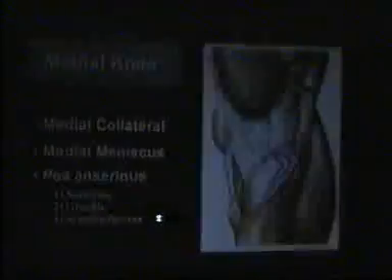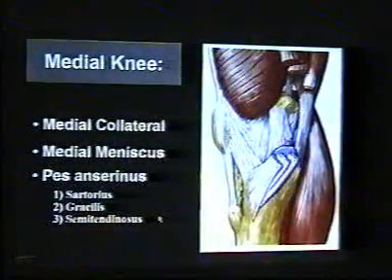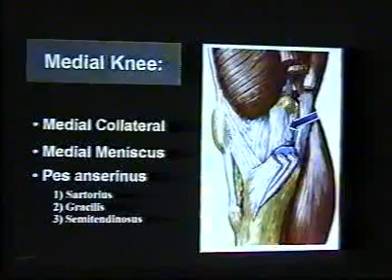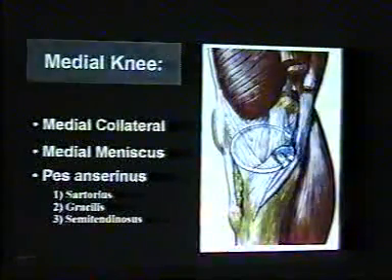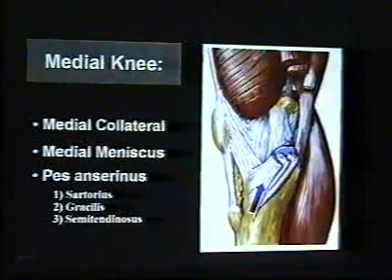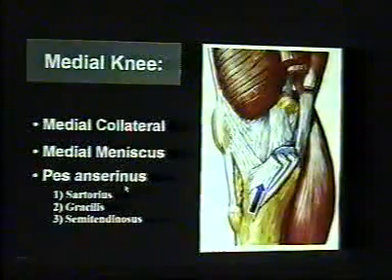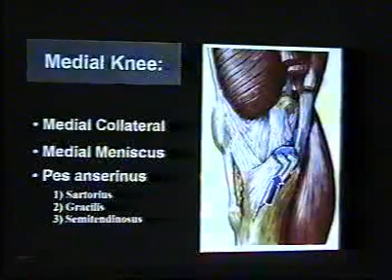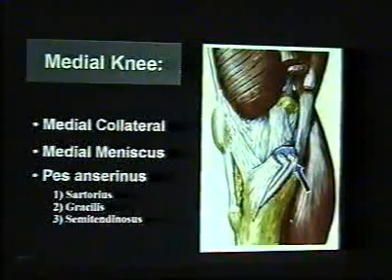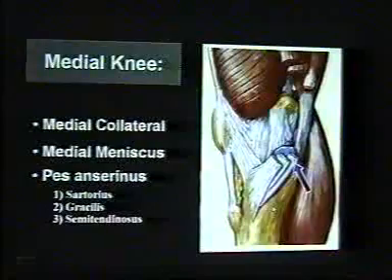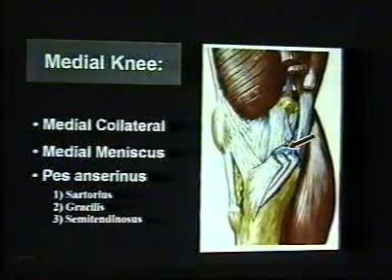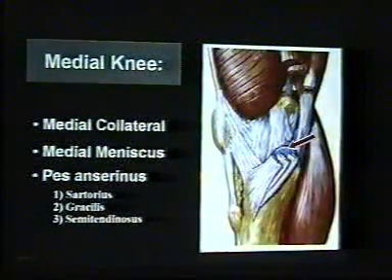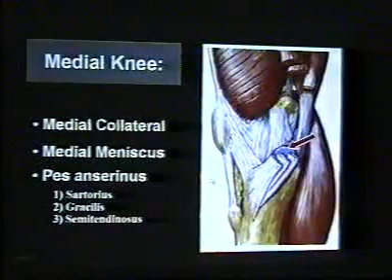Then we come to the medial knee complex. In the medial knee, we look for the medial collateral, medial meniscus, and Pes Anserinus, which includes sartorius, gracilis, and semitendinosus. Here is a bursa which is just below these three tendons.